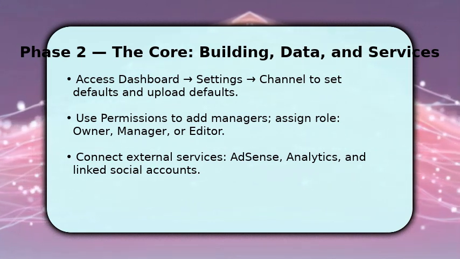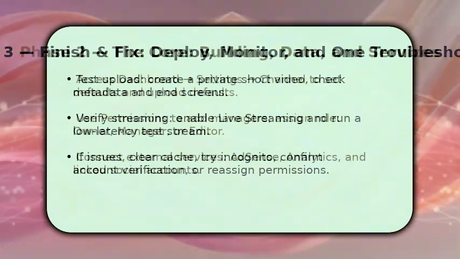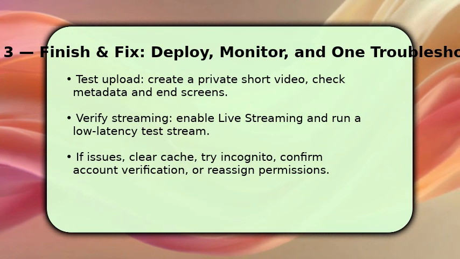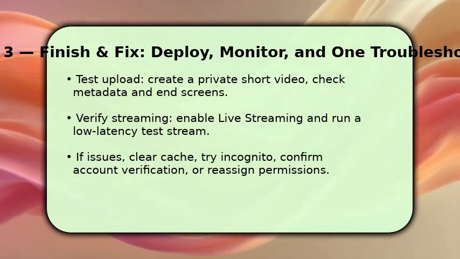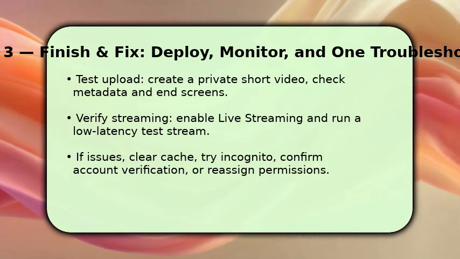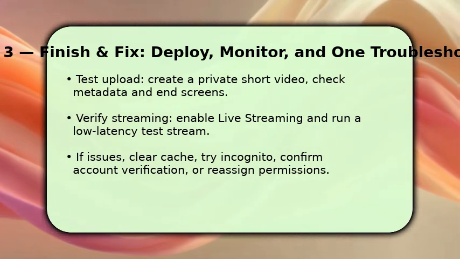Finish by testing. Upload a private video to confirm metadata, thumbnails, and upload speed. Then enable live streaming and run a low latency test to validate encoder settings. Make sure end screens, cards, and monetization appear correctly and that collaborators can access assigned functions.